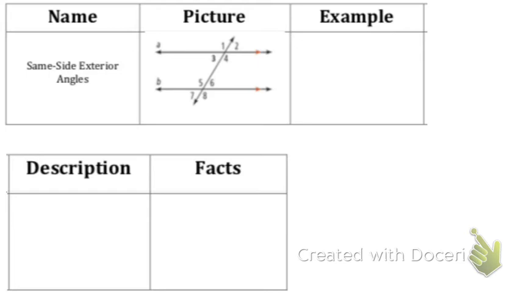Same side exterior angles, okay? So these are going to be both exterior, both outerior. And these are going to be on the same side of the transversal, hence the name. Are we seeing the names for these basically tell us the description? Yes.